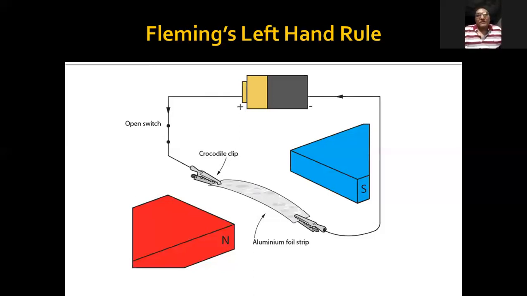And you see here, we are able to predict in which direction this current carrying conductor will experience a force. And this current carrying conductor is placed perpendicular to the magnetic field. So by using Fleming's left-hand rule, we are able to predict the direction of the force in this aluminum foil. I hope that is clear to you. Let's move to the next.